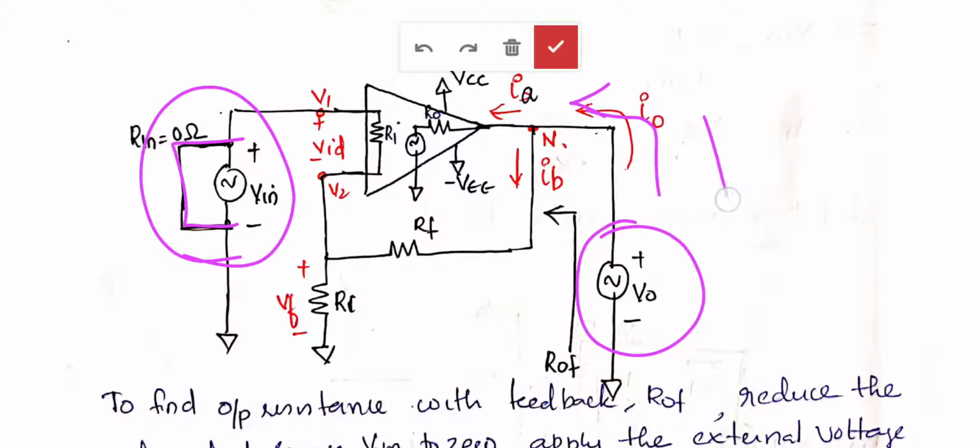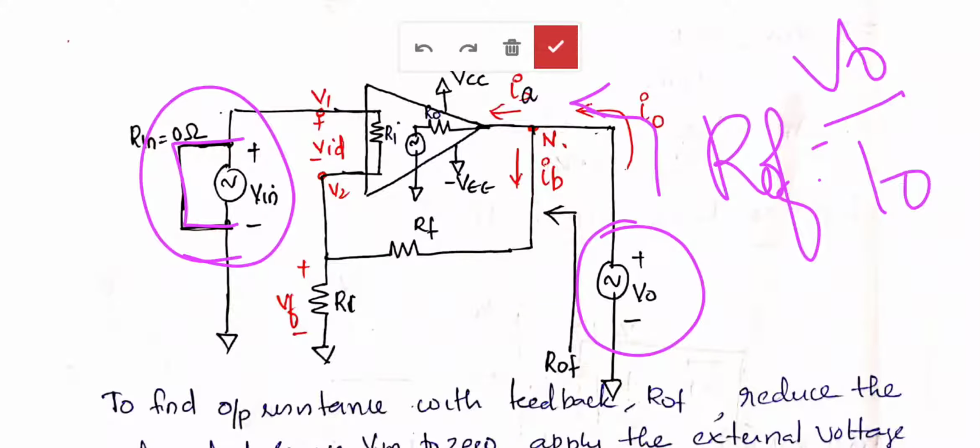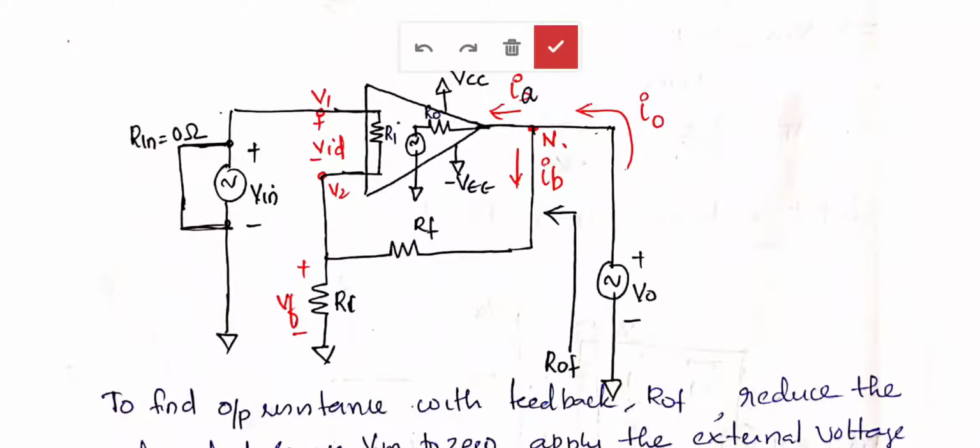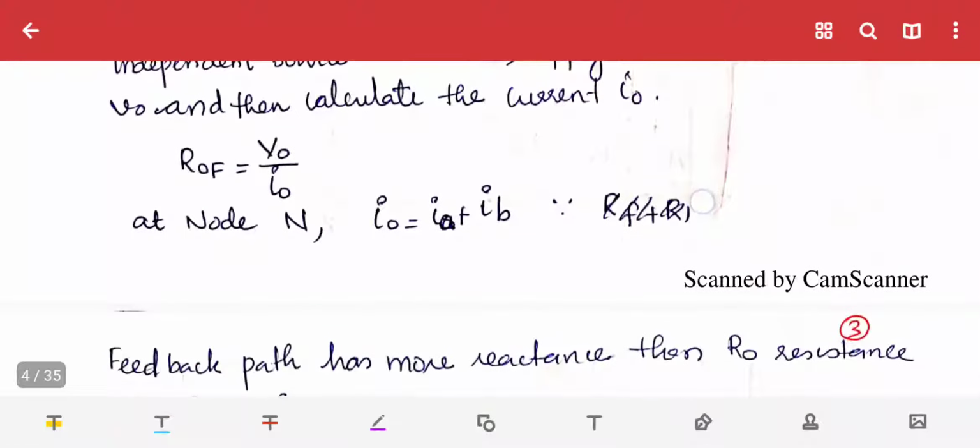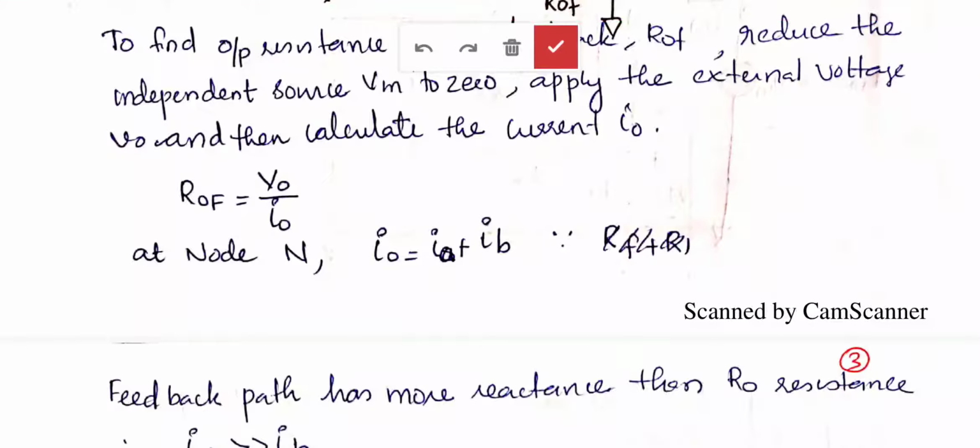Now we have to find out ROF. What is ROF? Resistance is equal to V by I, so VO by IO. We have to find VO by IO. How will we find VO by IO? So assume that this current is splitting into two, one is IA and the other is IB. So ROF is equal to VO by IO. At node N, this IO current is nothing but IA plus IB.